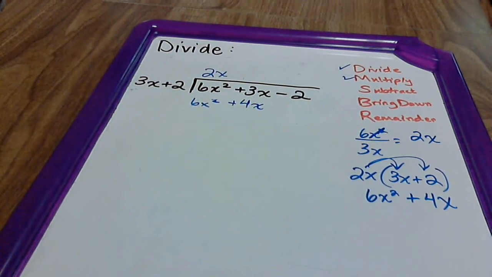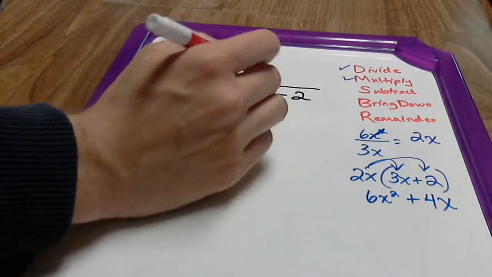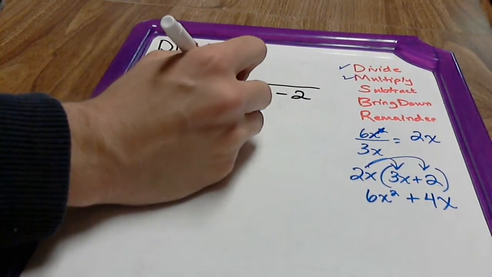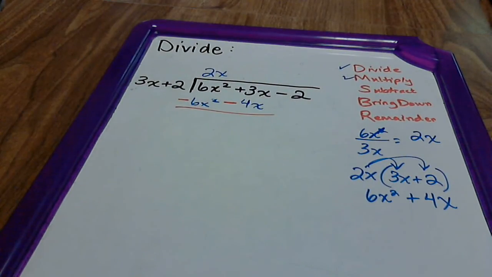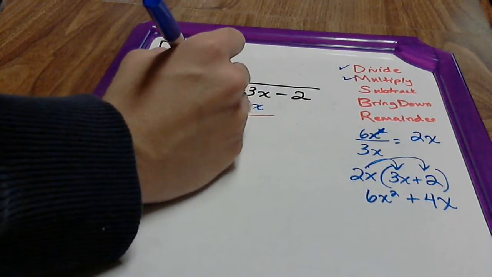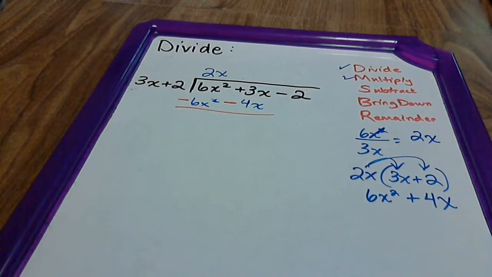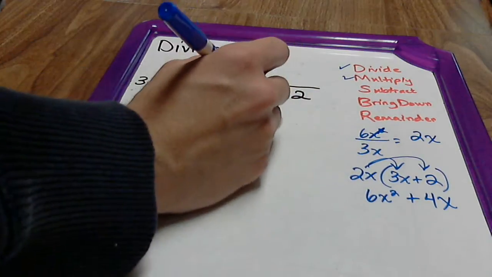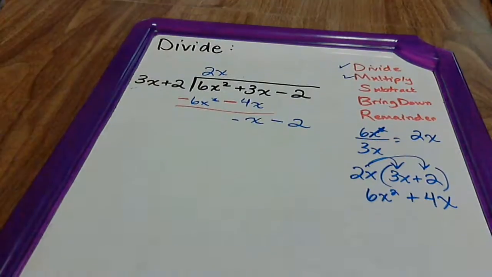Now we're going to subtract. So that just means make each sign its opposite. So this becomes minus, plus to minus, and plus to minus. And now we just add down. So 6x squared minus 6x squared, those cancel out. That'll always happen with the first term. If it doesn't, go back and check your work. 3x minus 4x is negative x minus 2.